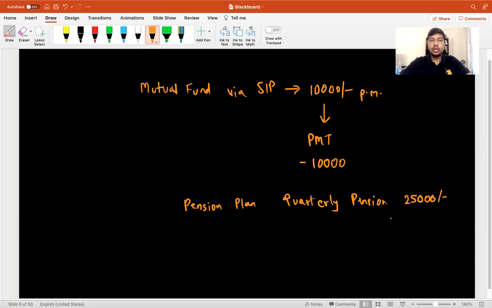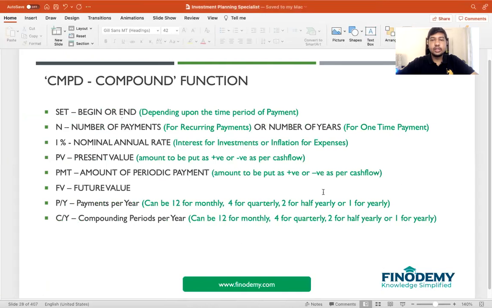Will this be shown as positive 25,000 or negative 25,000? Think of whether it is an inflow or an outflow. If it is an inflow, it has to be positive. If it is an outflow, it has to be negative. Since it is a pension plan and you're getting some periodic pension in your hand, it's an inflow. And since it is an inflow, PMT will be positive 25,000. Okay. I hope this is making sense.